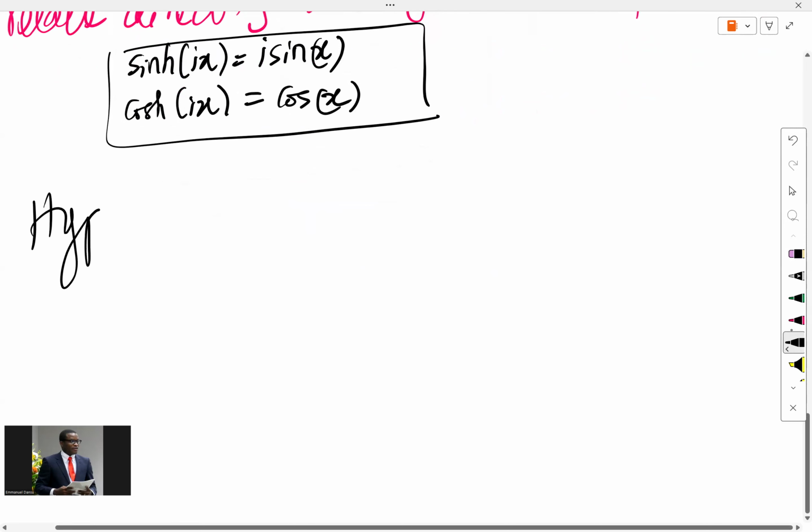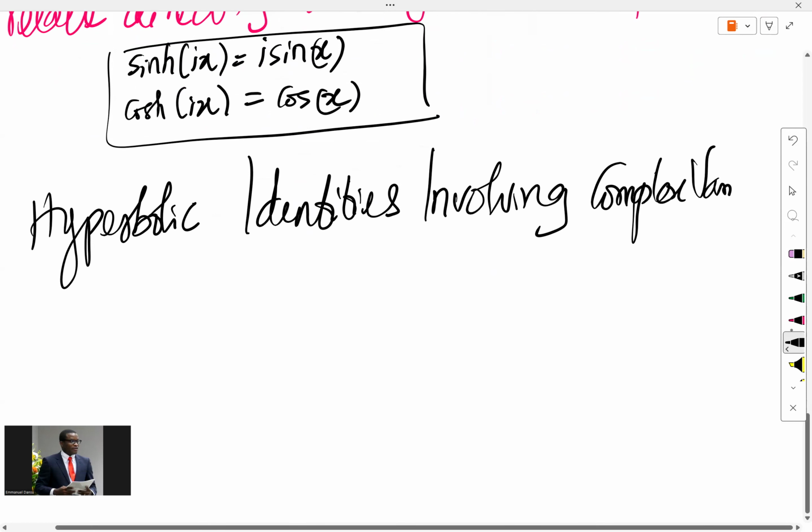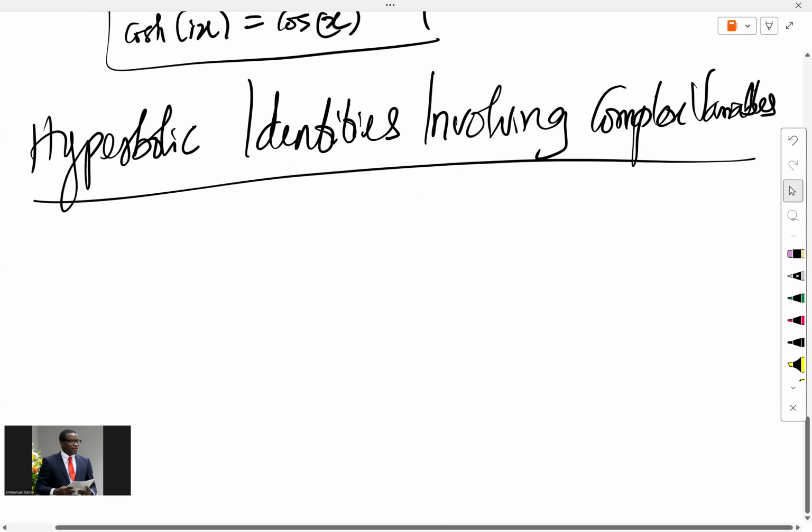So hyperbolic identities involving complex variables. Hyperbolic identities involving complex variables. Several identities involving hyperbolic functions can be derived using their exponential definitions. Okay, several of them. Let me just write that.